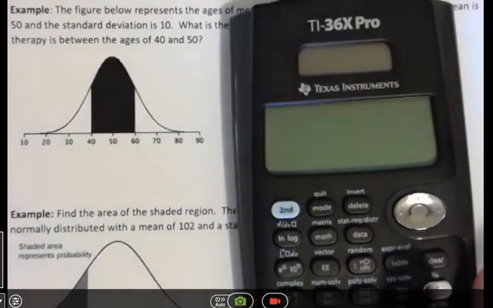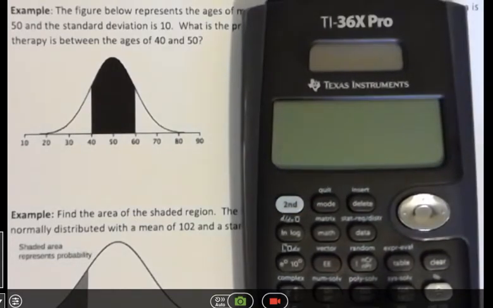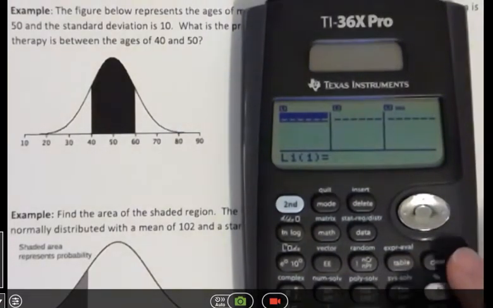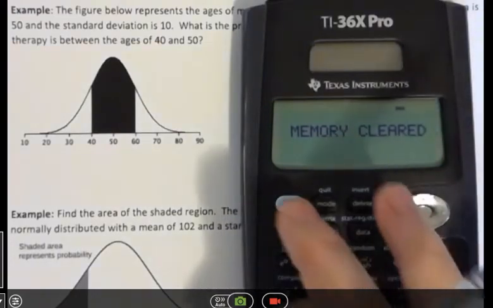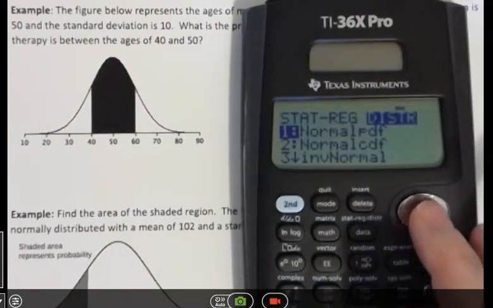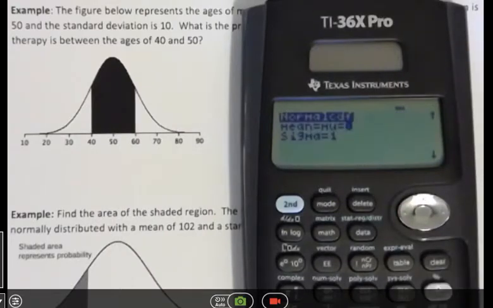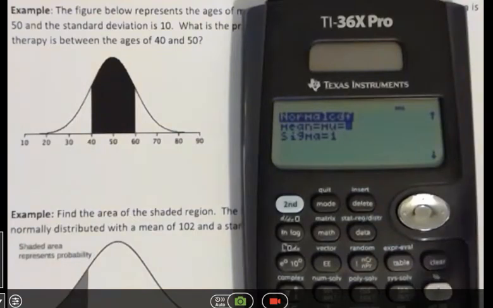We don't have to change that into standardized form. We can use exactly what we have there. So I'm going to do second function data. Actually, I'm going to do on and clear all because I have some weird data in there. Second function data over to distribution and down to normal CDF. Now I want to put in my mean because it's going to give me the standard of 0. My mean is 50 and my standard deviation is 10.